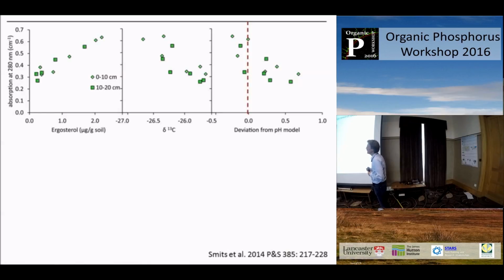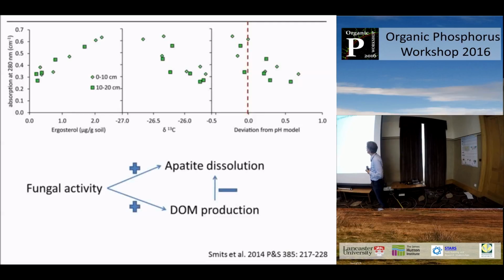So wrapping together, I measured the absorption at 280 nanometers, so that's a measure of your more complex phenolic dissolved organic matter. And I could make some correlations with ergosterol, with 13C, and what I call the deviation from the pH model. So on the left, minus, you have inhibition of your weathering rate, and on the right you have an increase of your weathering rate. And what you can see here, with higher organic matter content, you have inhibition of your weathering reaction.